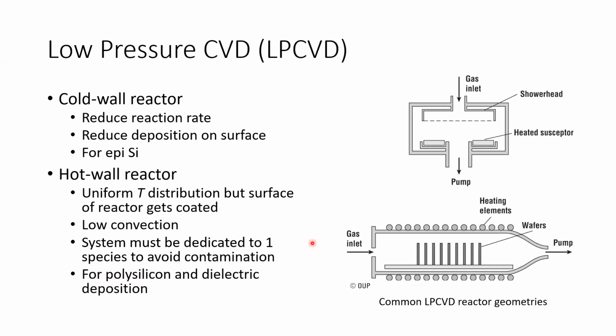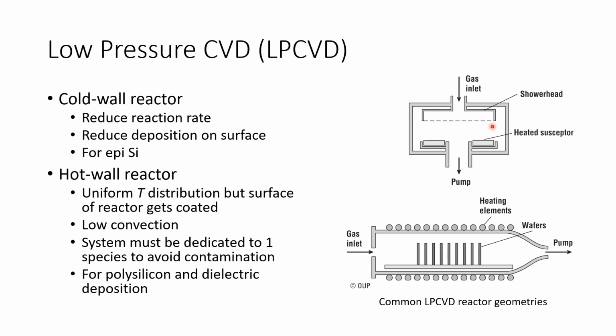And then we have low pressure CVD, LPCVD. Low pressure CVD mainly has two types: cold wall reactor and hot wall reactor. In a cold wall reactor, we have the heated susceptor, the wafer is heated at high temperature, and the side wall and top wall are cold. With this, it reduces the reaction rate and actually reduces deposition on the surface. This is used for epitaxial deposition of silicon, which we are going to discuss in the next lecture.